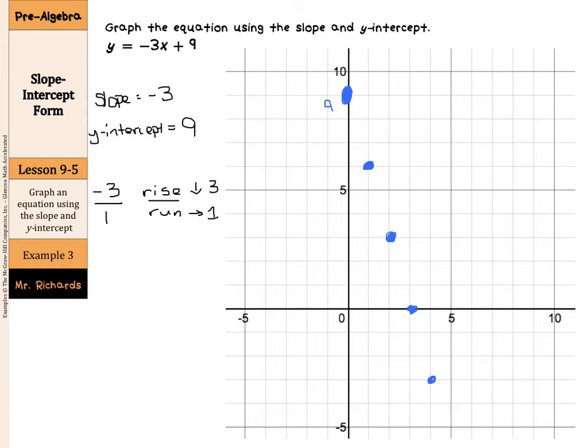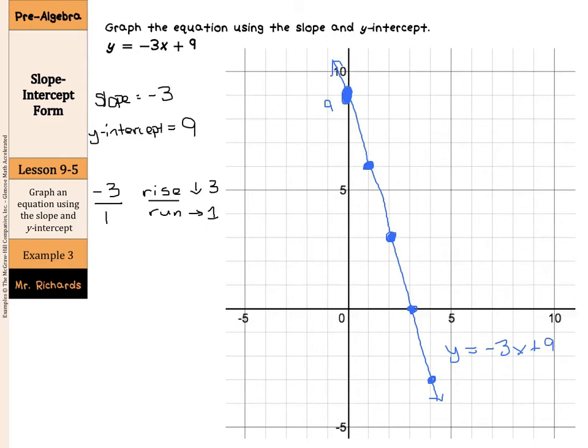Now that's more than enough points in order to graph this. So we can draw in a line that connects our points, making sure it's as straight as possible going through all of our points. We want to draw arrows on our ends to indicate that our line keeps going forever and ever and ever. And we want to label this graph y equals negative 3x plus 9.